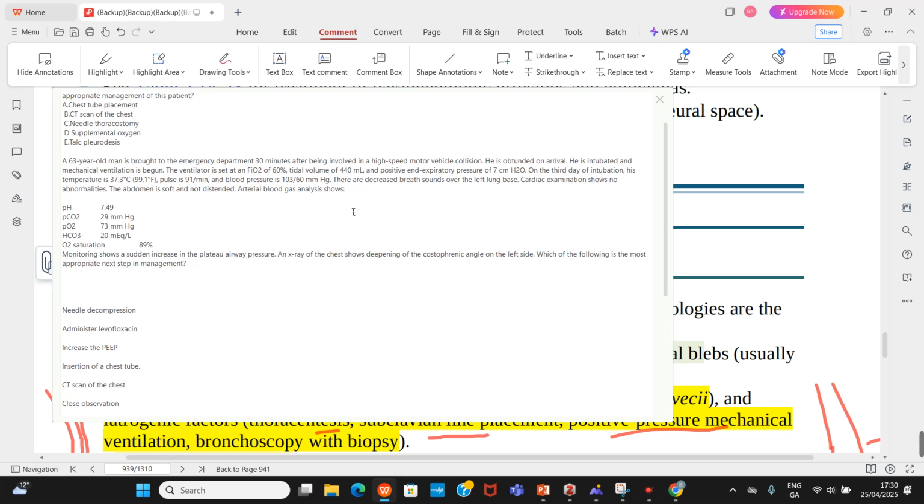Shall we increase the PEEP? What about the blood pressure? Is it very low? No, it looks okay. It is not 90 or less. And they're not telling us anything about the trachea. On mechanical ventilation, increase PEEP. So what are we going to do? Somebody said increase PEEP. If we increase the PEEP, what will happen to this patient?